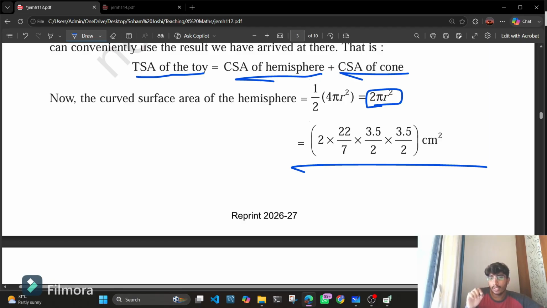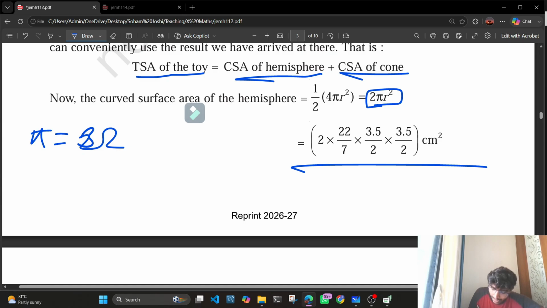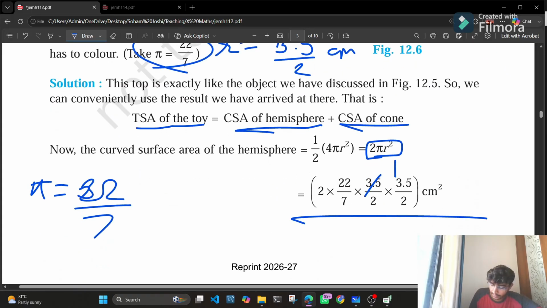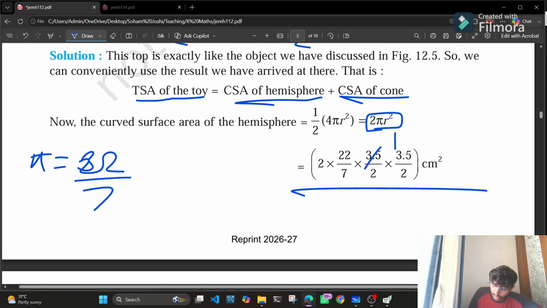Now you may notice that we have used the value of pi as 22 by 7 and not 3.14. That is because we are given the diameter as 3.5, so I can cut down the 3.5 and 7 easily. Also, the question told us to take pi equal to 22 by 7. So that was also a reason to take pi as 22 by 7.